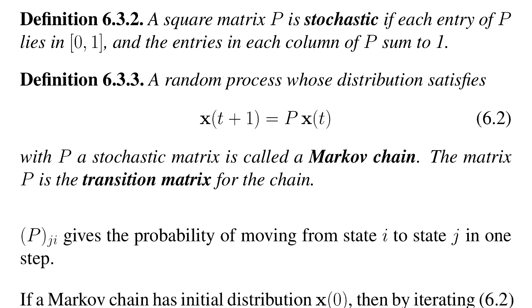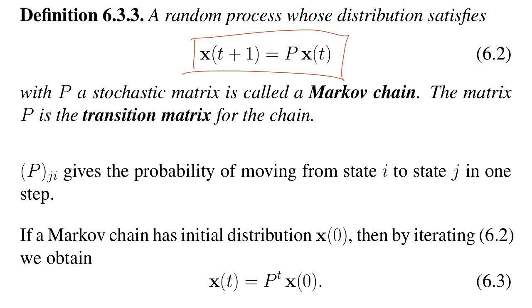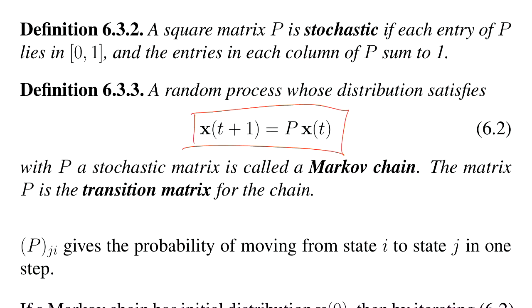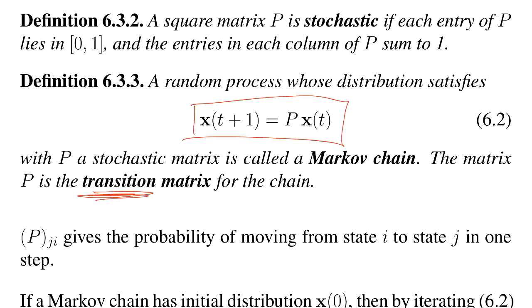Now, our process satisfied this kind of recurrence. So x of t plus 1 was P times x of t, where P was some stochastic matrix. Any random process that satisfies that, so any process where the distribution satisfies a recurrence like this, is called a Markov chain. And this is the simplest non-trivial way of introducing time dependence. Right? So your process has some kind of memory. It knows what it did the day before, and that affects what happens on the next day. And we call P the transition matrix of that Markov chain.